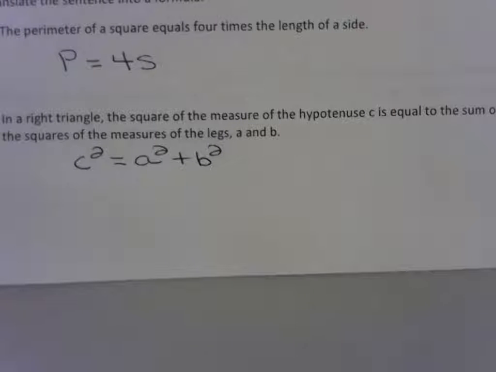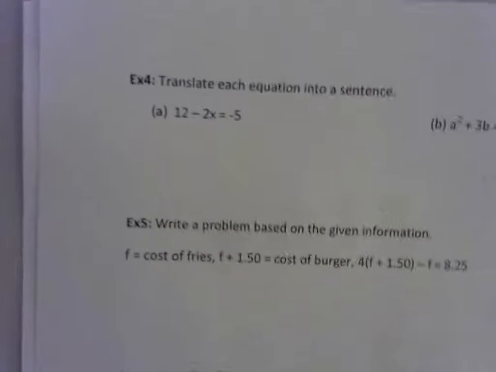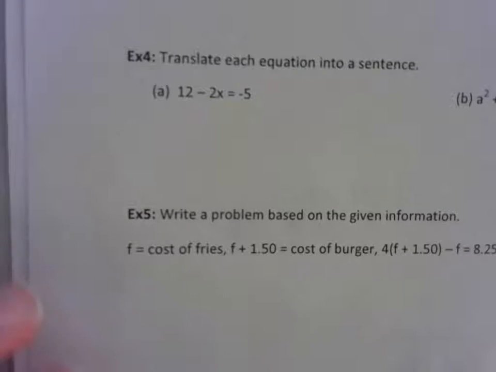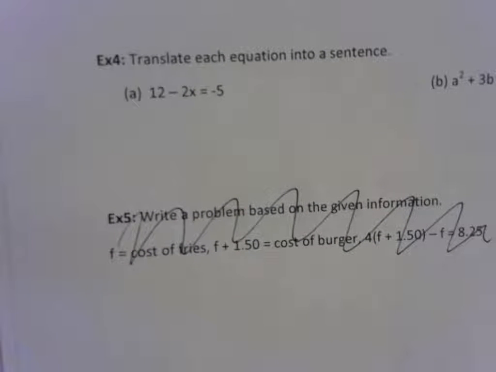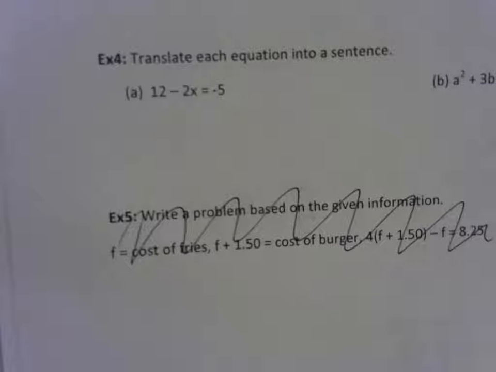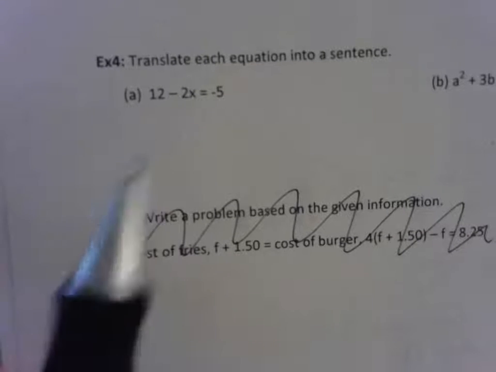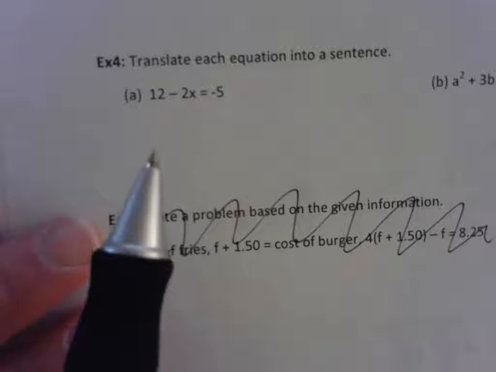Next one, example 4. Now we're going backwards. We are translating the equation into a sentence. There can be different answers for this one. We're not going to do example 5, so you can cross that out. So example 4, translate each equation into a sentence. Remember, we're representing the variable as a number. No, don't put x, put a number. How do I represent example A in a sentence using words?